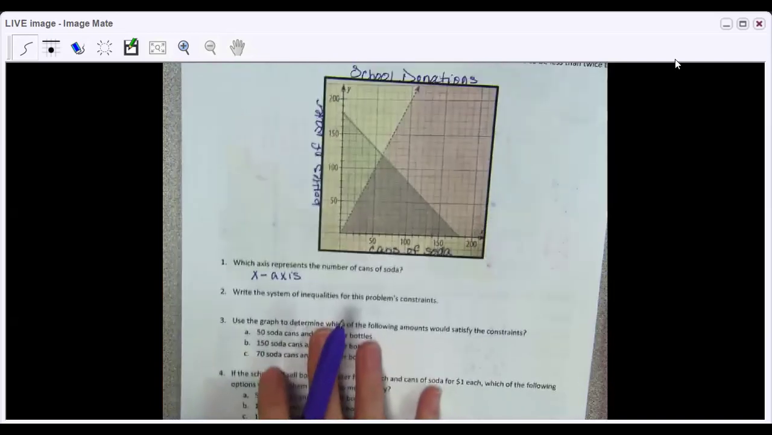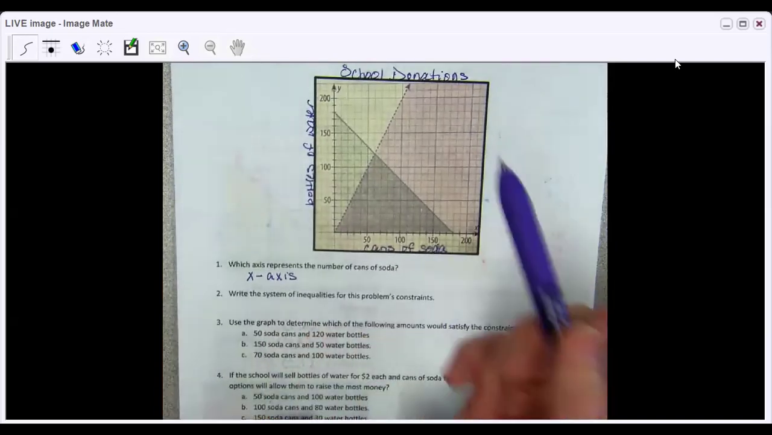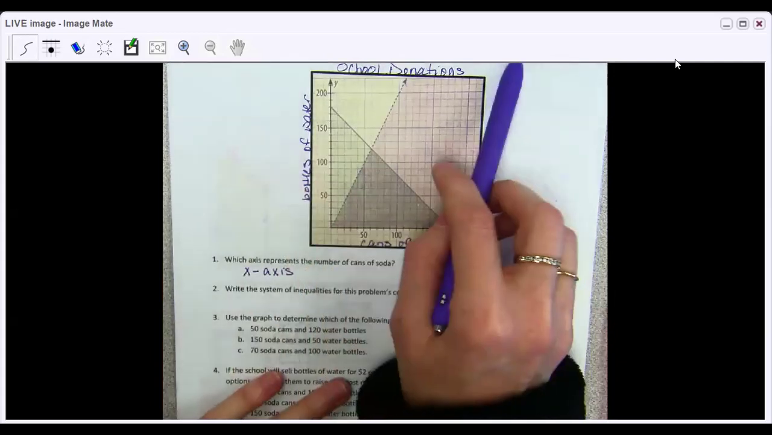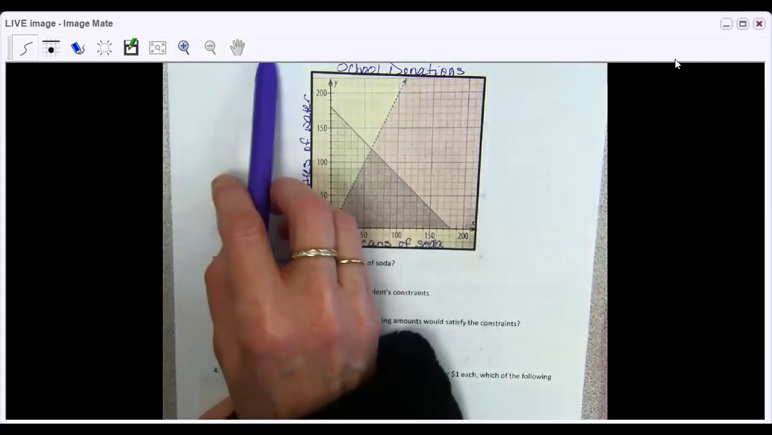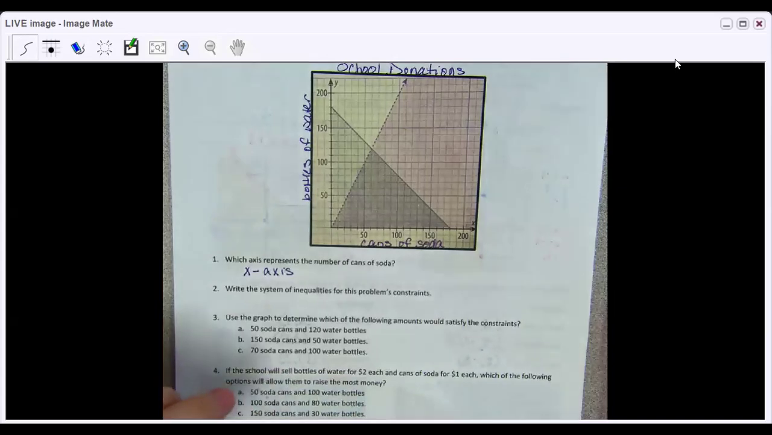Okay, so let's look at the words. It says the school will request donations. Okay, they can store at most 180 total beverages. So if they can store no more than 180 beverages, and we have cans of soda and we have bottles of water, does anyone have an idea of how we would write this inequality? We have a certain number of cans of soda, a certain number of bottles of water, but at most they can't have more than 180 total.